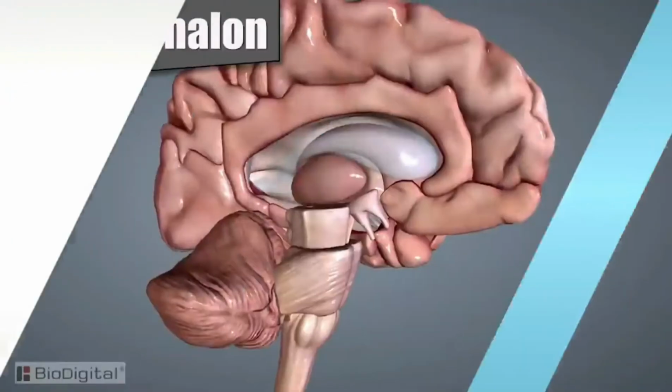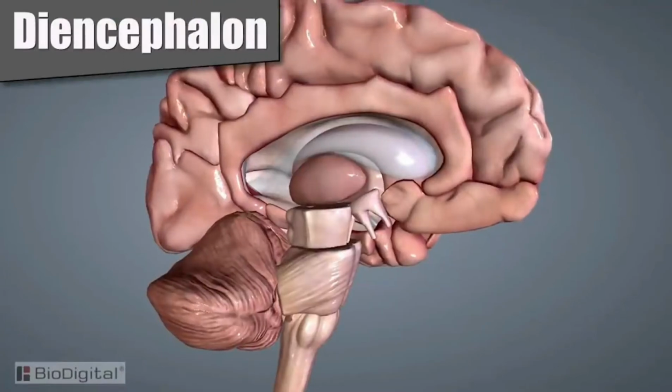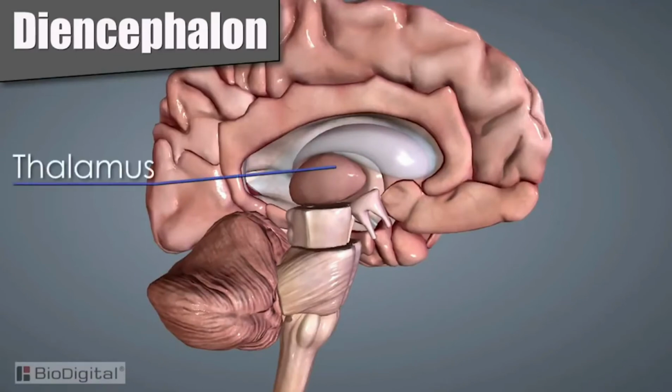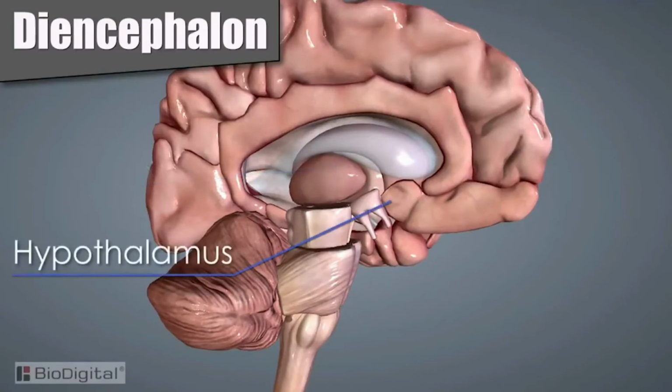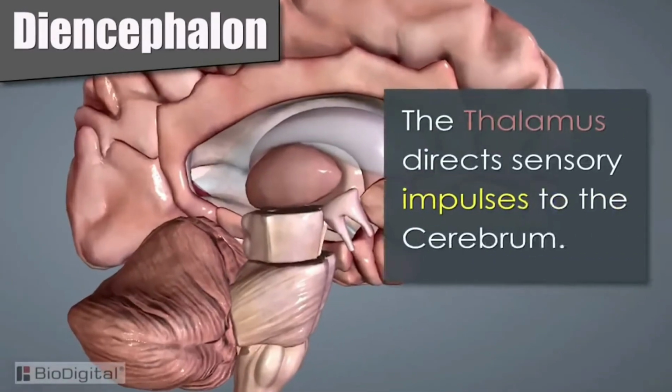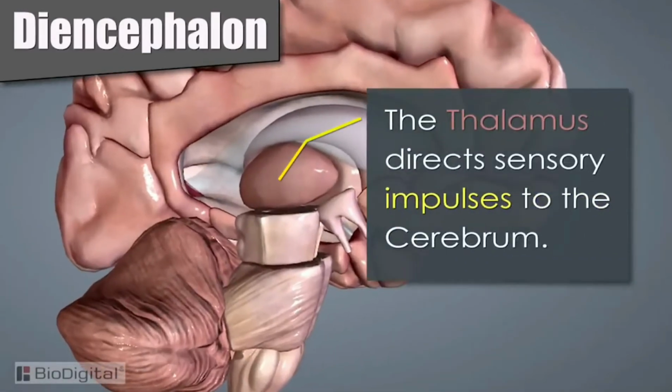The diencephalon section is found between the cerebrum and the midbrain. It contains two structures, the thalamus and the hypothalamus. The thalamus behaves much like a relay station and directs sensory impulses to the cerebrum.